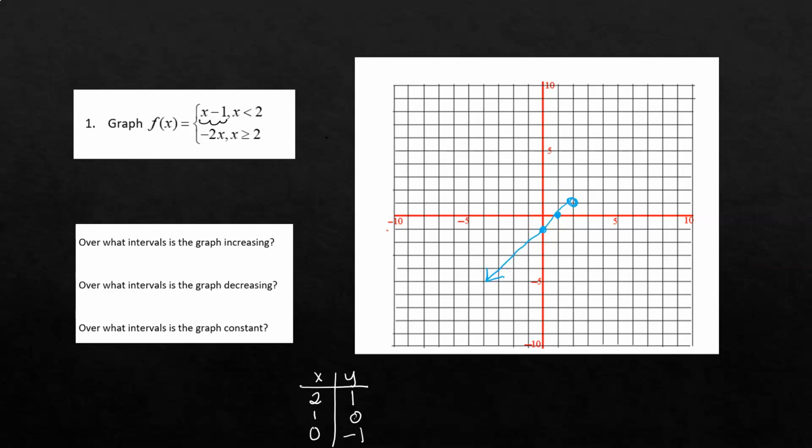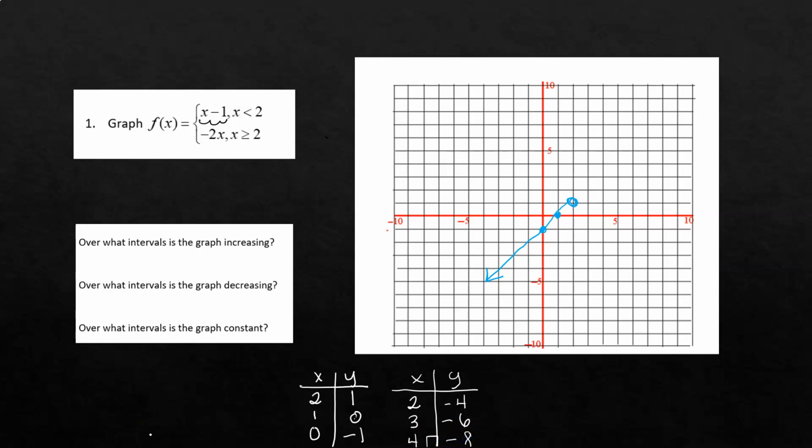Here's our first one. Okay, so now let's go to our second equation, which is f of x equals negative 2x. And we want all of the values where x is greater than or equal to 2. So we're going to make another table. We're going to pick x values that are greater than or equal to 2. So 2, 3, 4. And we're going to plug them into the equation. Negative 2 times 2 is negative 4. Negative 2 times 3 is negative 6. Negative 2 times 4 is negative 8.